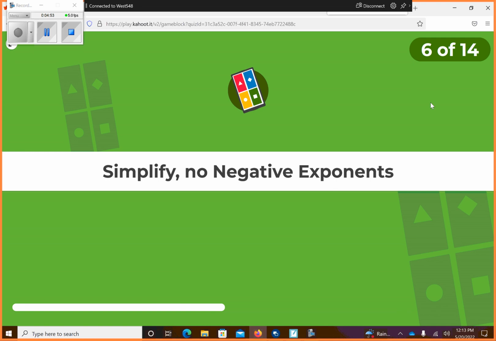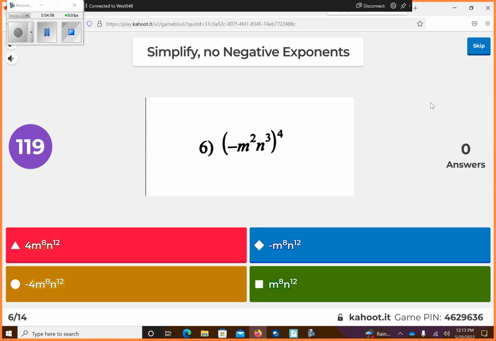Number 6. All right. Caution on this one. Notice I have negative m squared and it's raised to the fourth. So I'm raising it to an even exponent. So it's going to be a positive m, but multiply the exponents, okay?